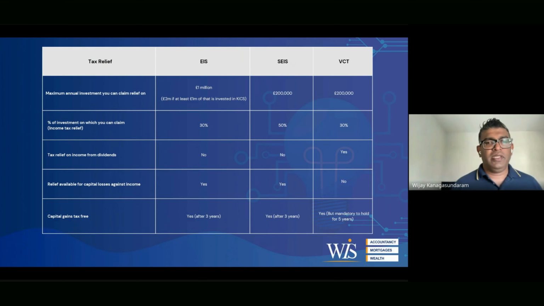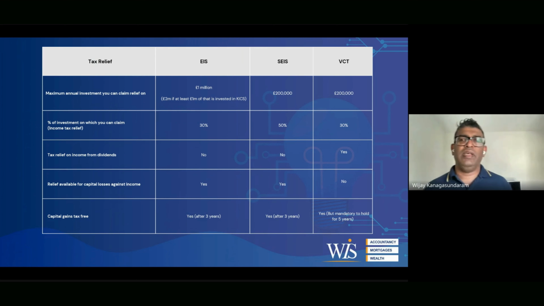The other main point is the EIS, SEIS and VCT funds. These are things where you can invest. So the Enterprise Investment Scheme, and the Seed Enterprise Investment Scheme. You might have friends who develop software who are looking for funding, and they might want you to come in as a shareholder and invest some funds in their company. So effectively, you are buying shares in another company. Some of those companies might be EIS or SEIS approved by HMRC. If you invest in those, you get some tax relief on your tax return.